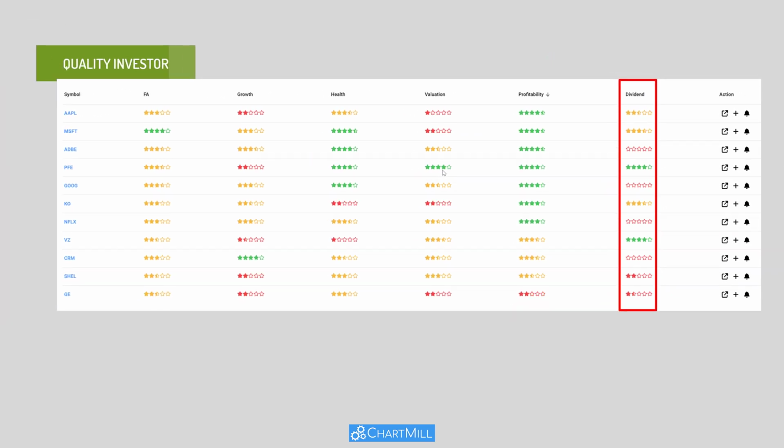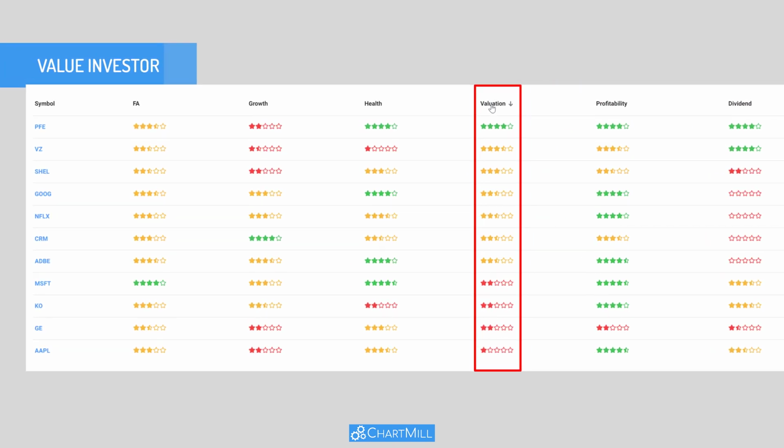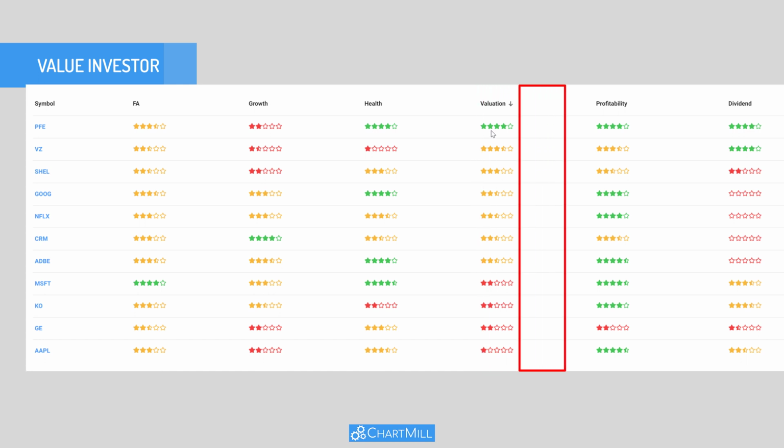The value investor will focus primarily on the valuation aspect. After all, he or she wants to buy shares that quote as low as possible below the intrinsic value. That way, they build in a large margin of safety, and attention will also be paid to the dividend.